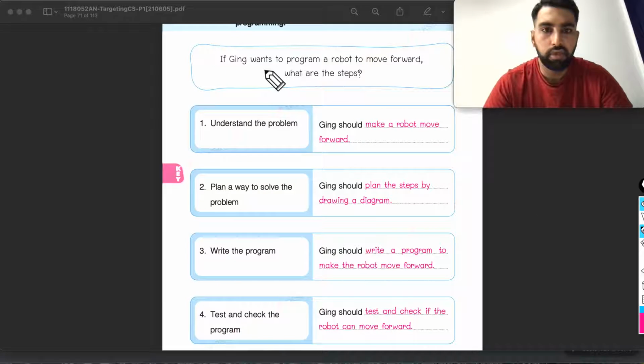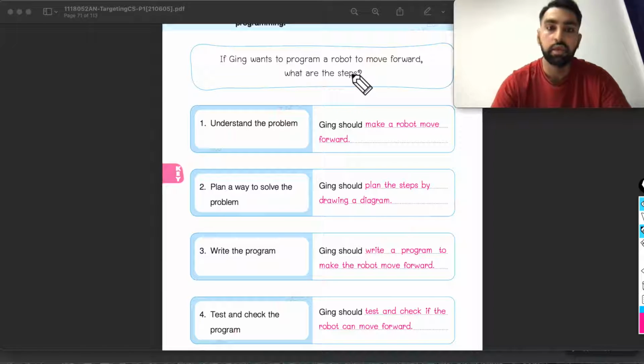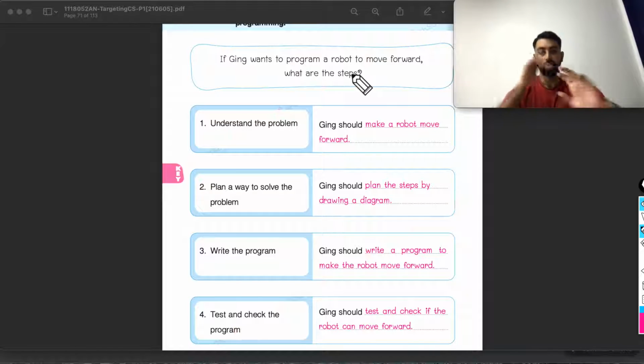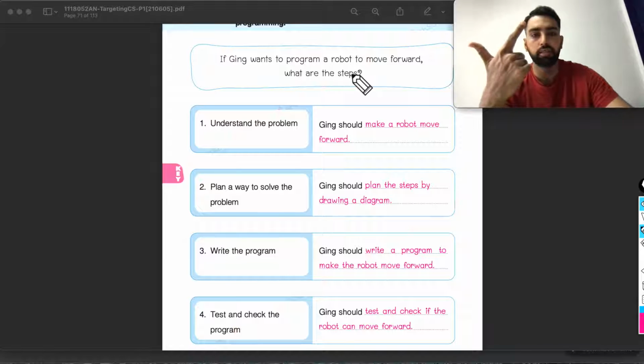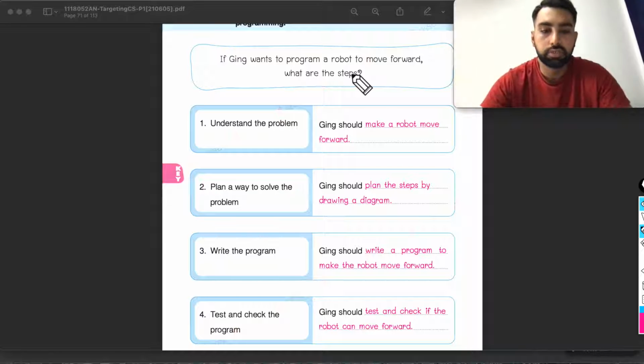All right, if Ging wants to program a robot to move forward, what are the steps? Number 1, understand. Number 2, plan and find the solution. Number 3, write the program. Number 4 is test and check the result.